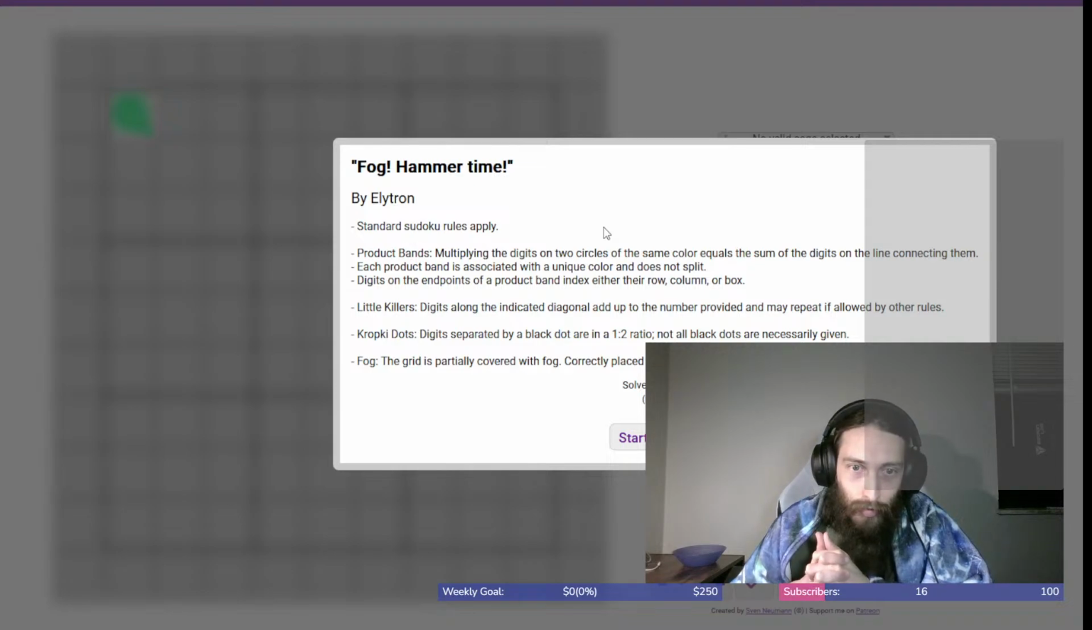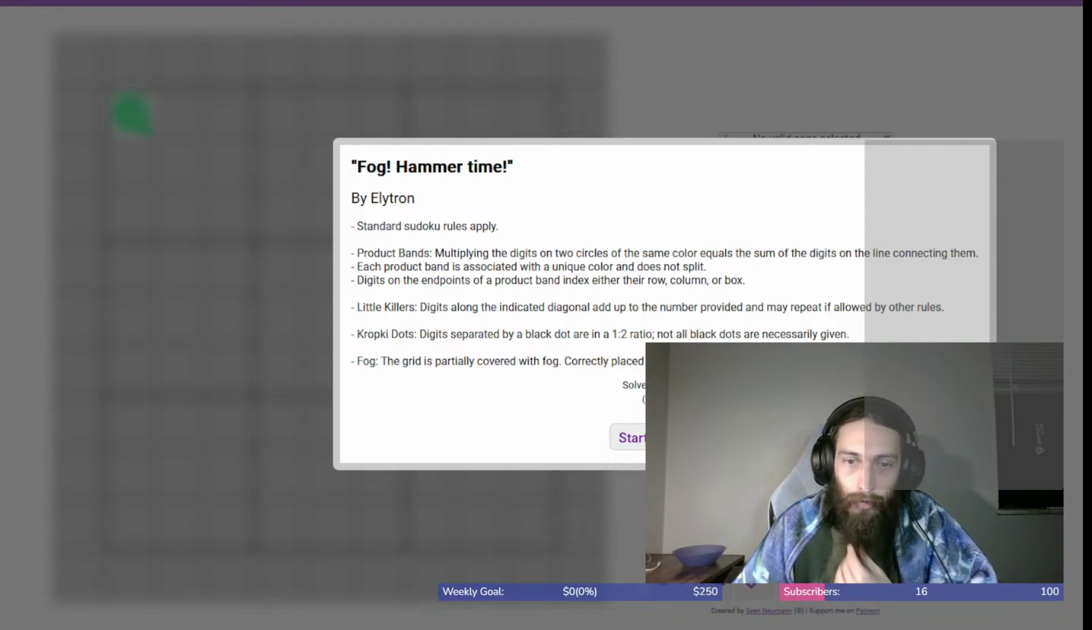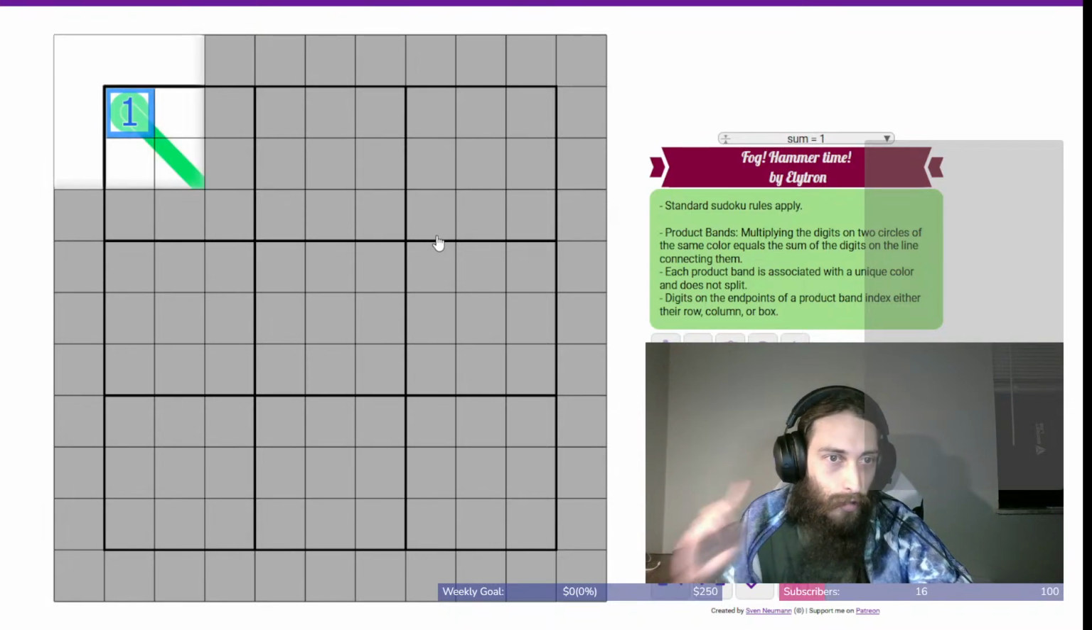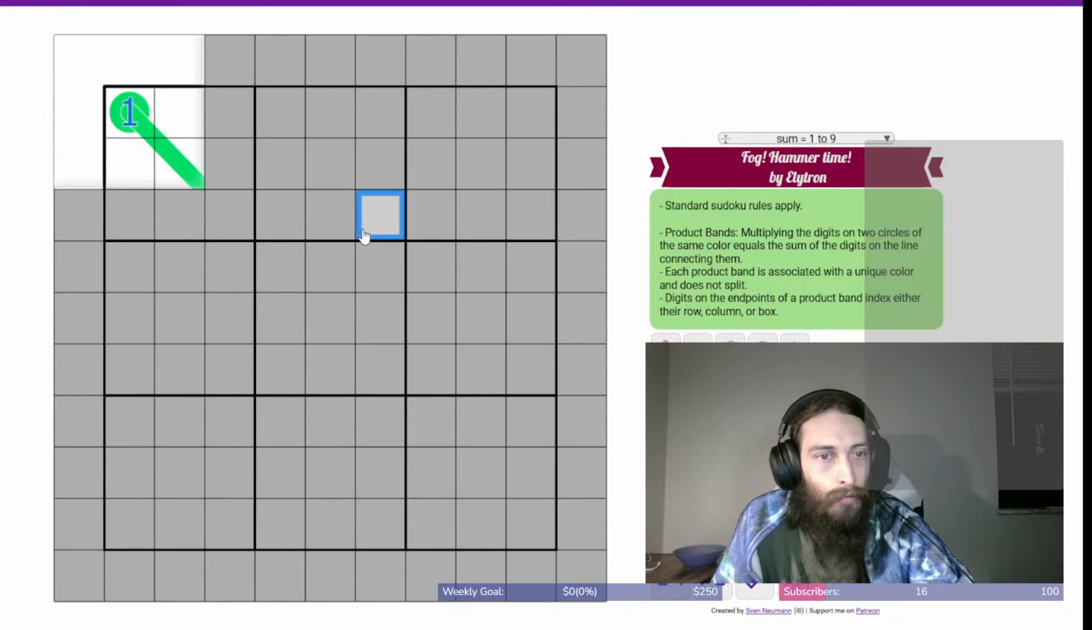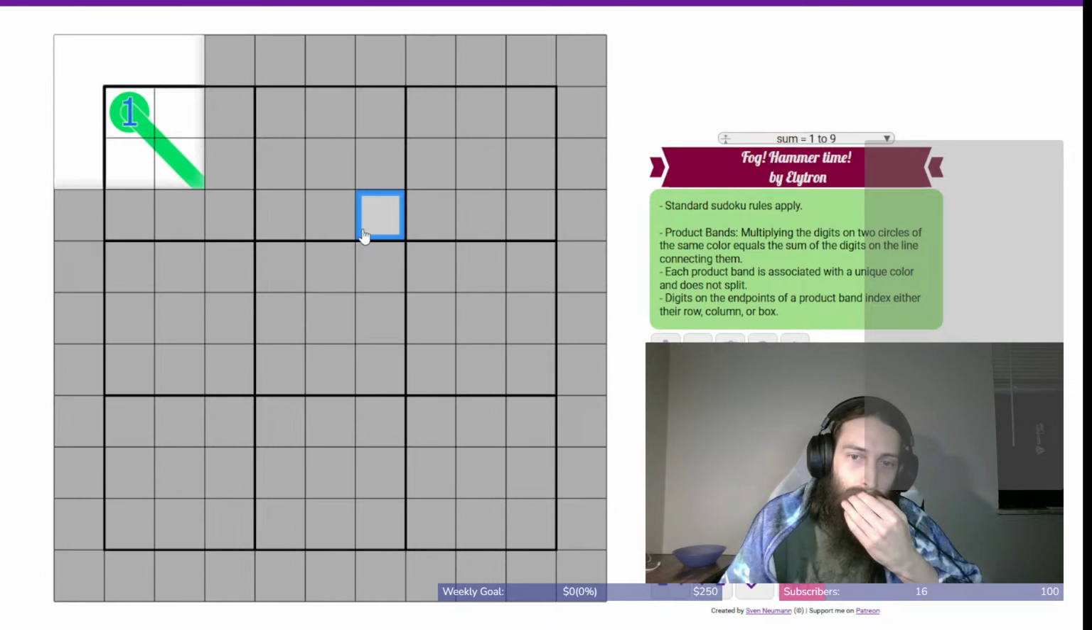Crocky dots: digits separated by a black dot are in a 1:2 ratio. Not all black dots are necessarily given. Fog: the grid is partially covered with fog. Correctly placed digits will clear the fog around that cell. No guessing is required. Well, product bands, exactly, because of the indexing rule. So then, where do we go from there?